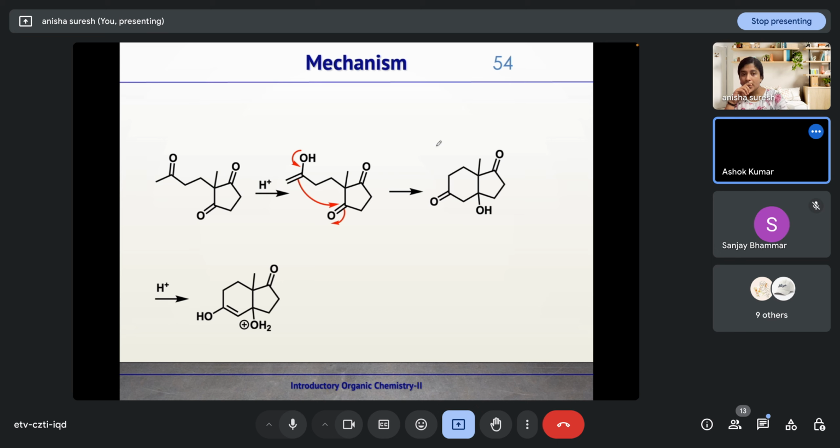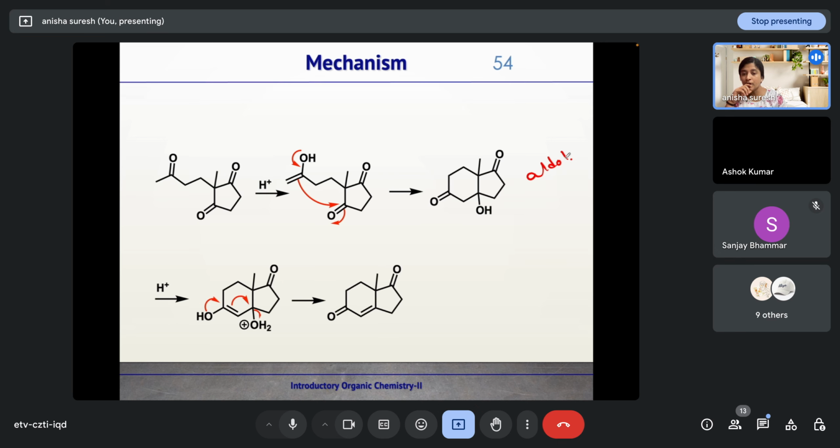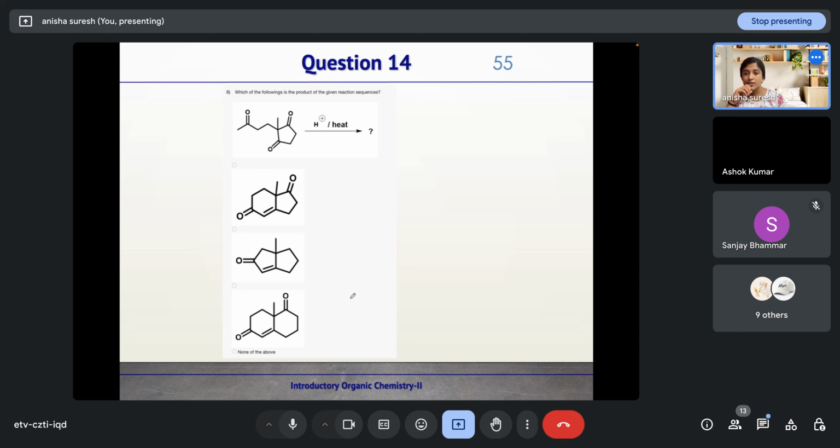Okay, and then this will be the aldol product. Then again enolate can form, and it can lead to E1CB sort of elimination reaction, leading to formation of this alpha beta unsaturated ketone. So option A is the right answer.